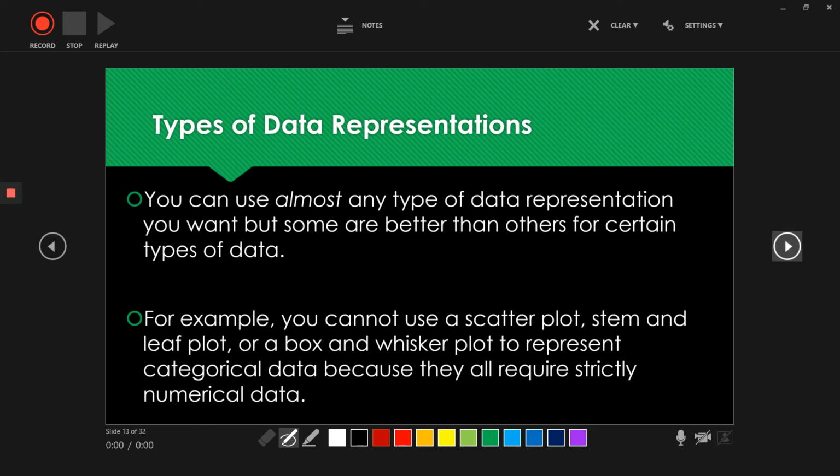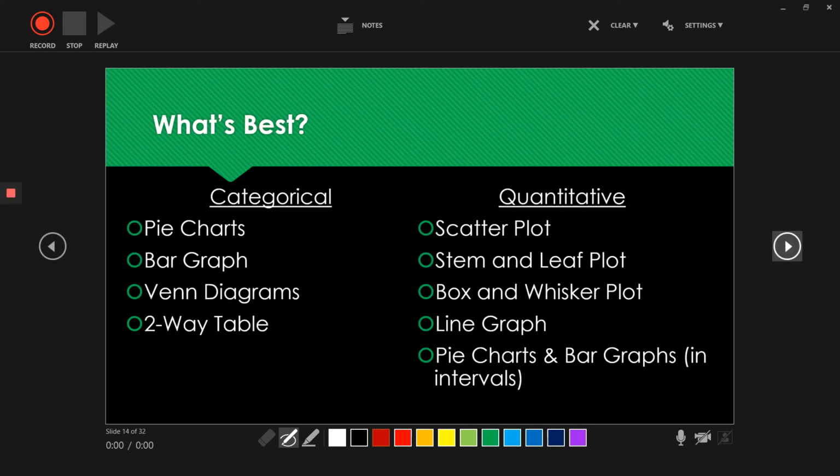All right, so you can use almost any type of data representation you want, but some are better than others for certain types of data. For example, you can't use scatter plots, stem and leaf plots, or box and whisker plots to represent categorical data because they all require numerical data. So the best things for categorical are things like pie charts, bar graphs, Venn diagrams, and two-way tables.